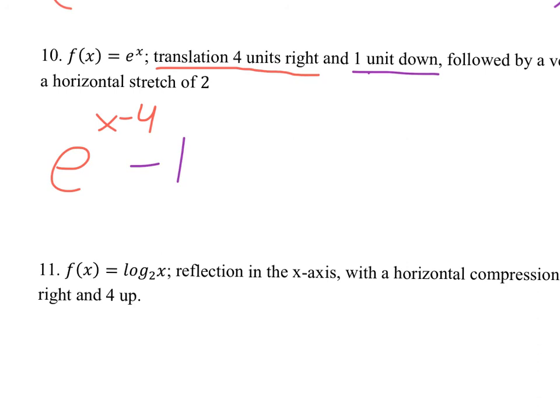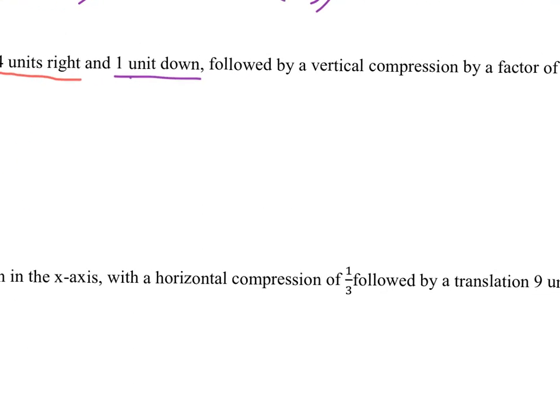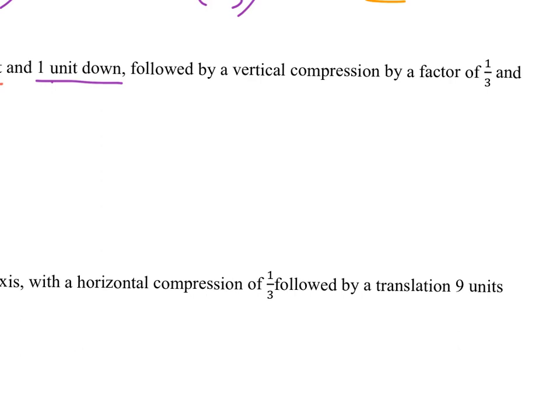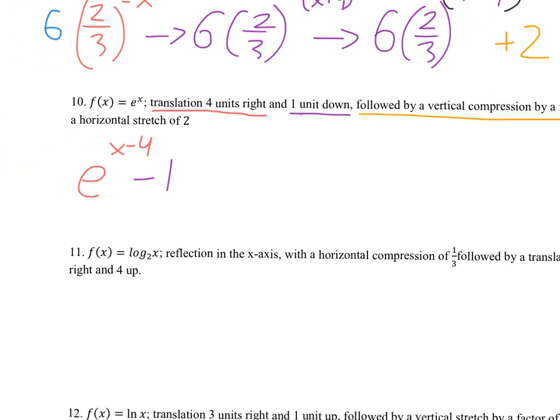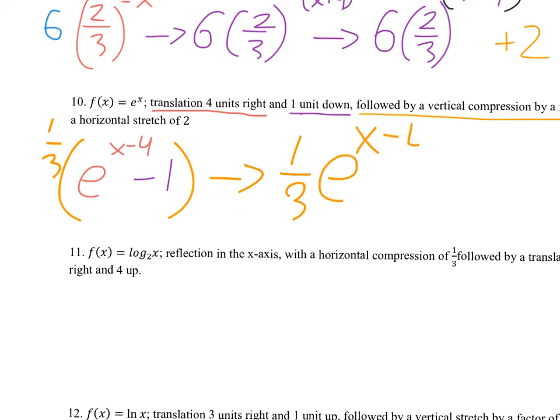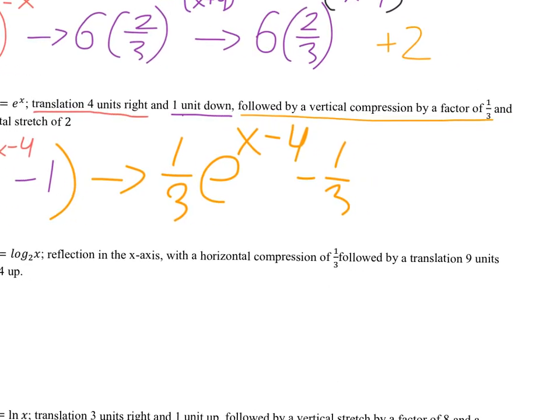Then we're going to follow that up with a vertical compression by a factor of 1/3. Vertical compression, factor of 1/3. Which means we're going to take the entire thing and multiply it by 1/3. So that will give us 1/3 e to the x minus 4 minus 1/3, because we have to distribute that 1/3.